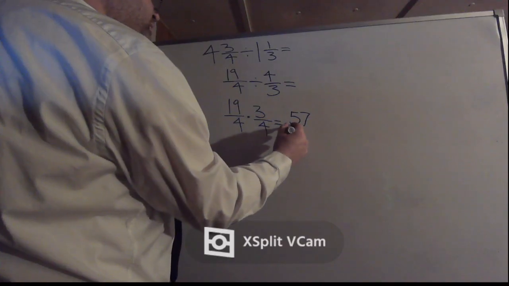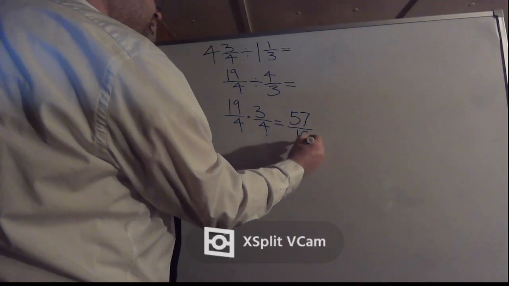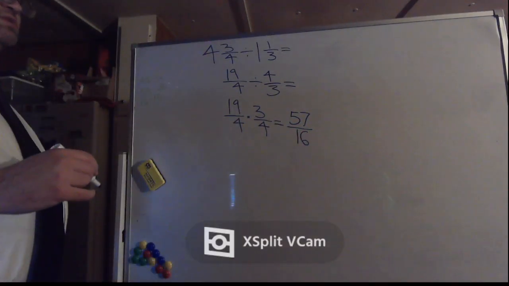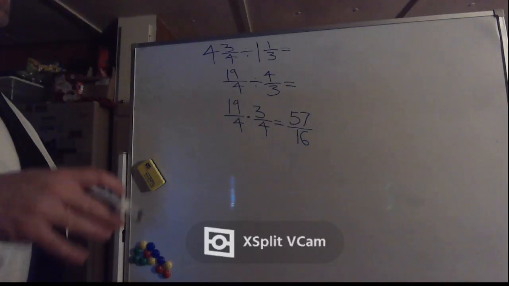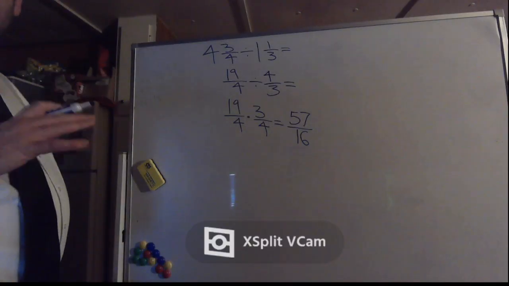And then you will have 4 times 4 is 16. Those don't factor out. And we have an improper fraction. We need to get that back to a mixed number. So we will do some long division here.